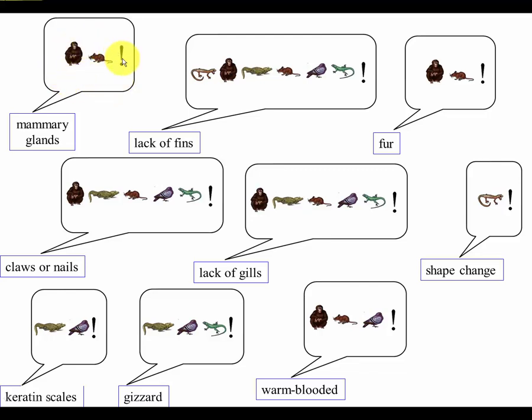Two species have the derived character state for mammary glands, so this trait claims they belong together in a clade. Lack of fins puts these six together in a clade. Fur puts these two together in a clade, and on and on and on. This one, we can ignore it. Goodbye, because it doesn't really tell us anything useful.